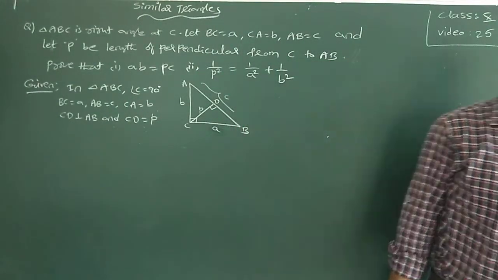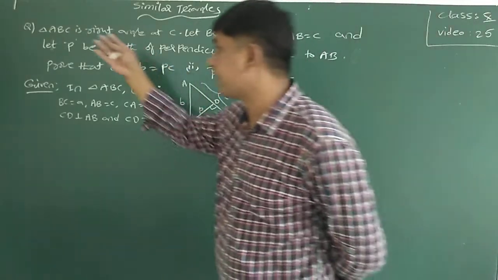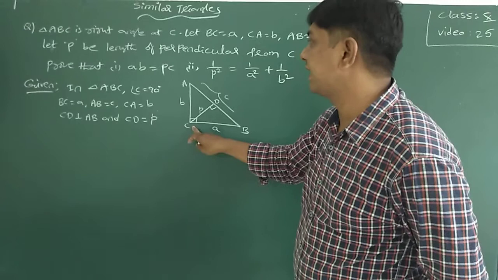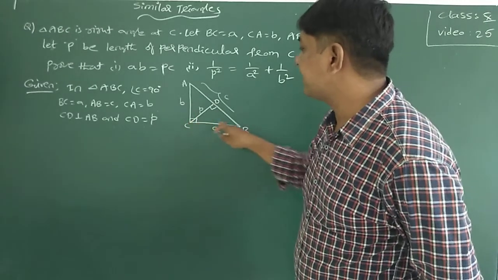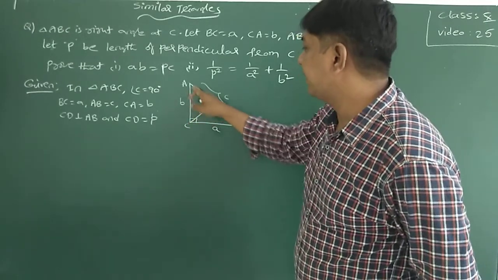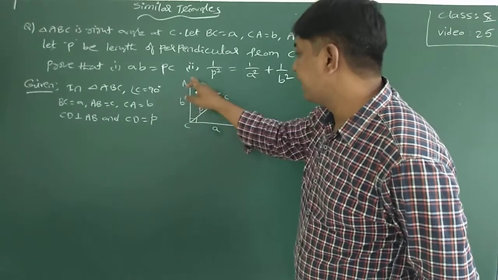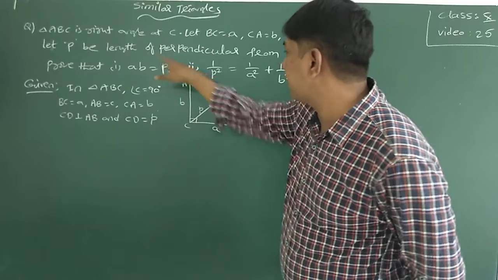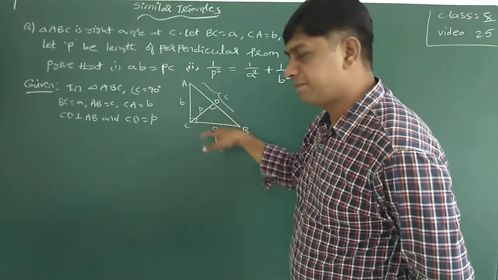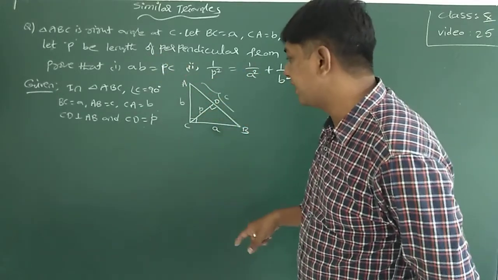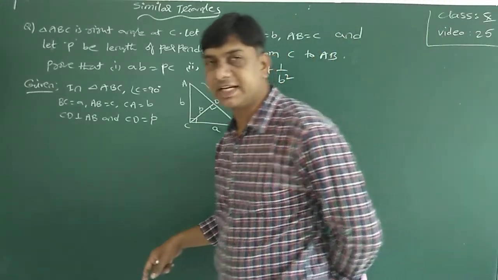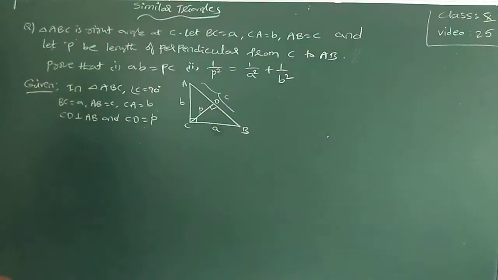Am I clear? First, the only information is triangle ABC is right angled at C. BC is equal to a, AB is equal to c, AC is equal to b, and CD is the perpendicular from C to AB, and the CD length is p.